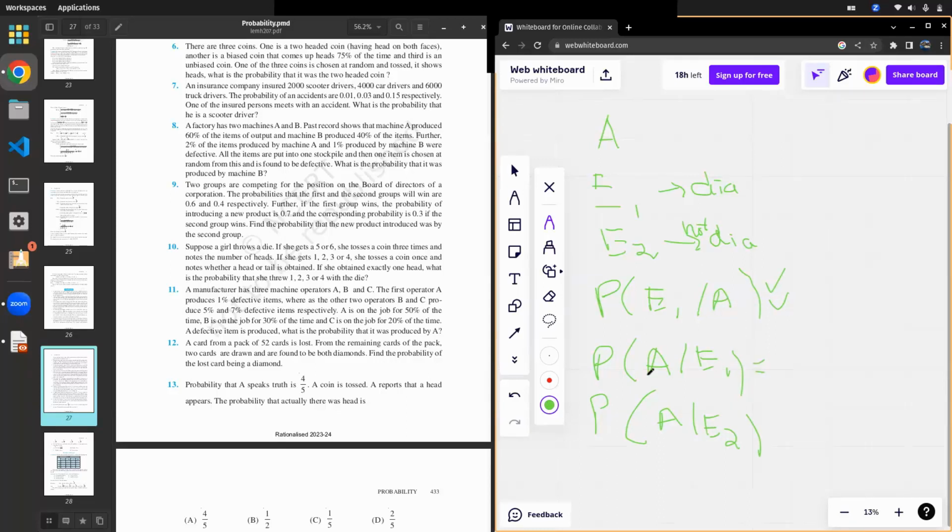So the probability of getting two cards as diamond when a diamond is already lost. So the total number of diamonds will be 12, and we have to pick two diamonds out of it. And the total number of cards are 51, and we have to pick two cards of them. And the probability of A given E2 will be, well, if the lost card isn't a diamond, there will be 13C2 ways to pick two diamond cards, but the total number of cards will be 51. And the total number of ways will be 51C2. So if we use this and substitute in the question, we'll get our answer.